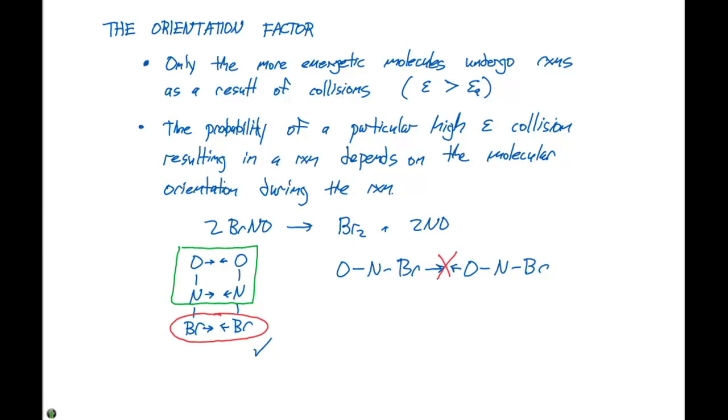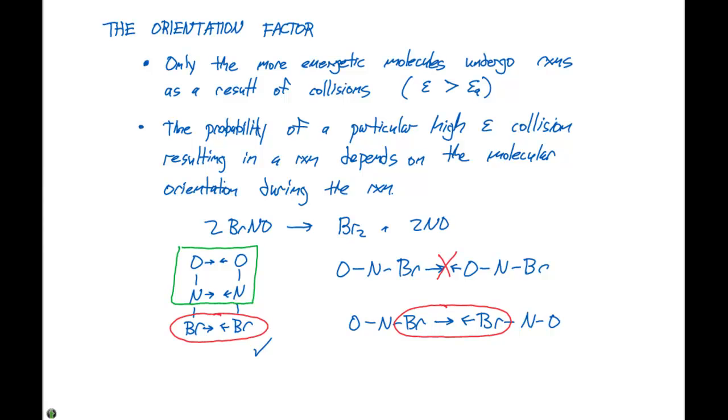On the other hand, if I had this ONBr molecule and it's moving this way, and it came into contact with a molecule orientated BrNO, and it would be moving this way, then once again we can form the Br2 product, and then the 2NO molecules will separate off.